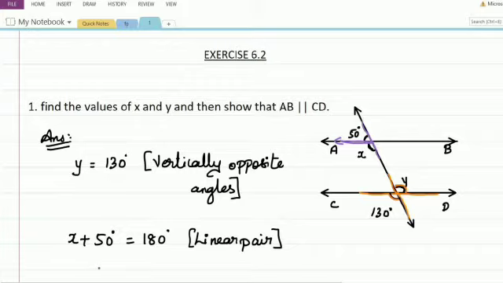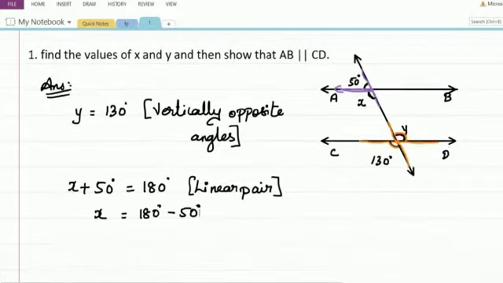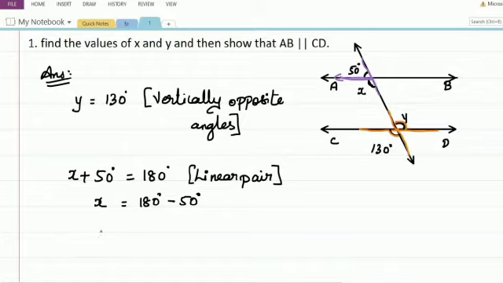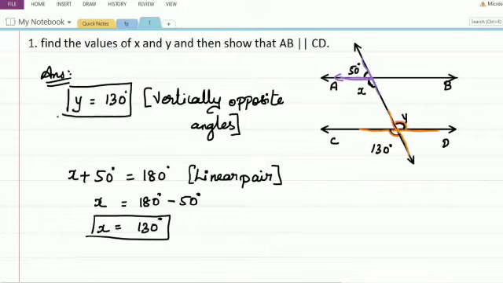So X plus 50 degree equal to 180 degree, which is linear pair. Now we can find out X. X is equal to 180. When I take plus 50 to the other side, it is minus 50 degree. Now subtract 180 minus 50, it will give X is equal to 130 degree. So here you can observe that X value and Y value is equal.